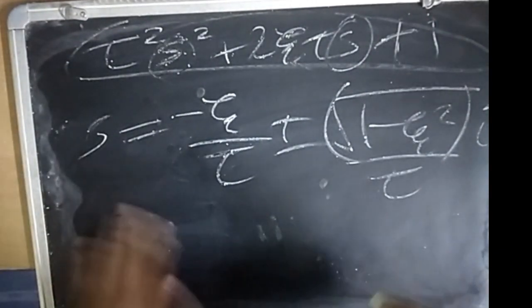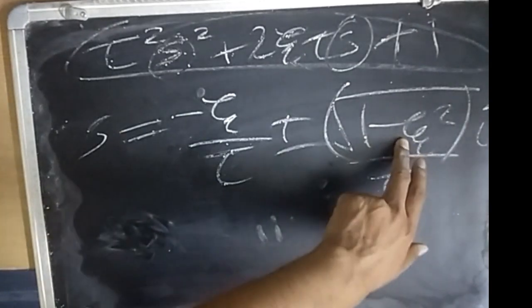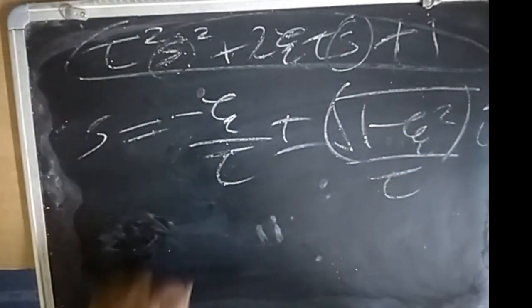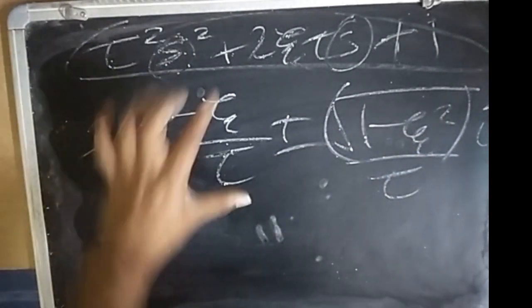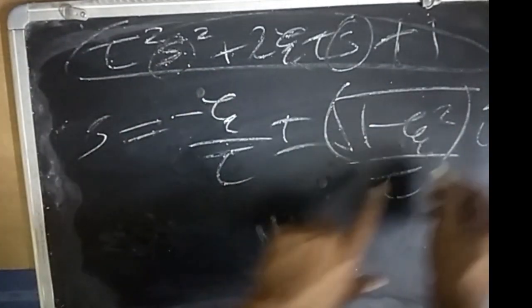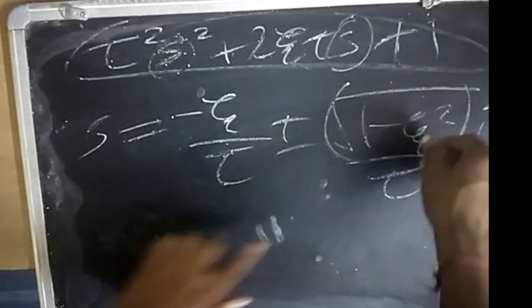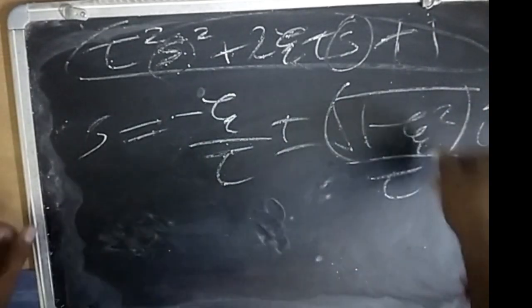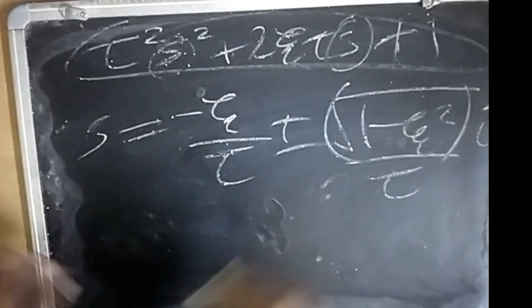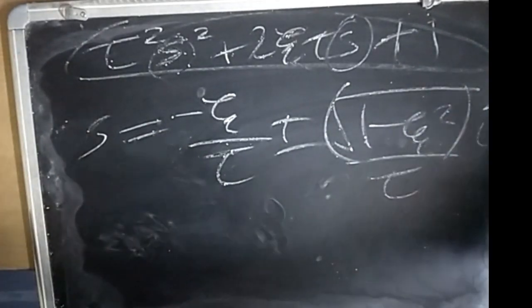If my system is critically damped, that is zeta is 1, this will become 0, so I will get real roots, but they will be equal roots. If it is overdamped, you can put zeta more than 1, and if it is underdamped, you can put zeta less than 1. This thing you can do.